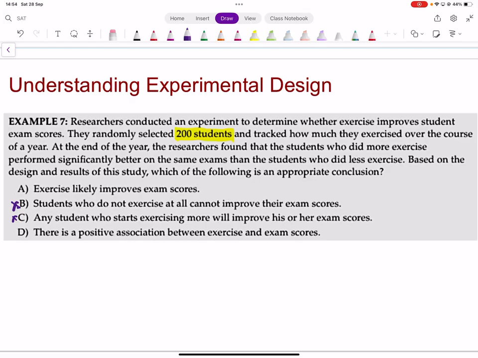So what they're saying is, researchers found that the students who did more exercise performed significantly better on the same exams than the students who did less exercise. Now, if you're doing more exercise, you're getting better results. If you're doing less exercise, you're getting worse results. That means exam scores and exercise are correlated. They have a positive association. But we cannot necessarily say that it's exercise that is causing those exam scores to be better. Now, why is that? I'll come back to this example.